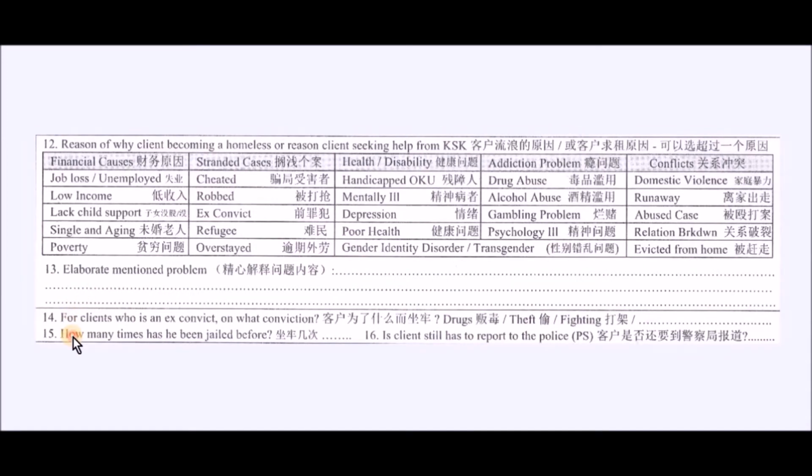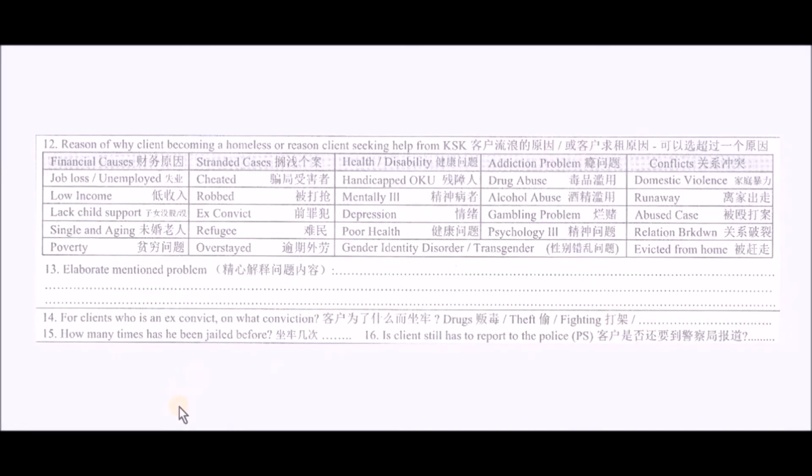For questions 14, 15, and 16, these 3 questions are interrelated and are only for clients who are ex-convicts. If the client is an ex-convict, please identify the conviction that the client has done and circle the appropriate conviction in this list provided here. If the client has done a conviction that is not in the list, you can write it down over here. You'll also need to record how many times the client has been jailed before over here. And you need to ask the client whether the client still needs to occasionally report to the police station to do police surveillance, and write whether it's a yes or no here.